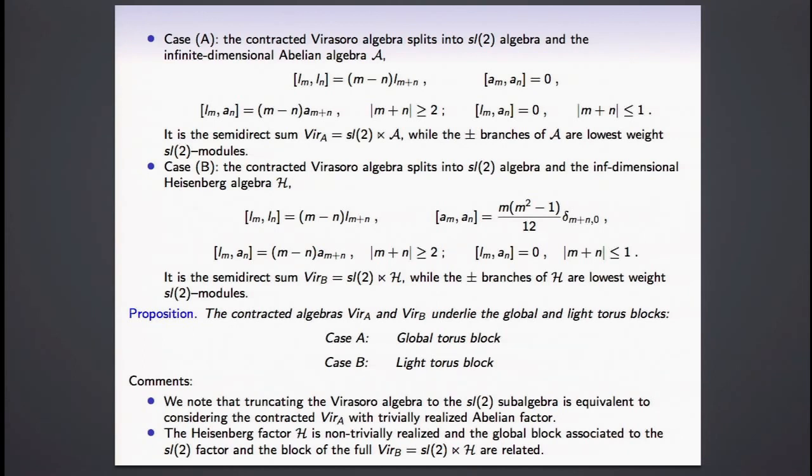Our main proposition is that light and global blocks are just associated blocks which can be calculated using these two contracted algebras. In the first case, we obtain the global torus block, and in the second case, we find the light torus block. In particular, it's clear why the global block is related to singling out the SL2 subalgebra. This is because we consider irreducible representations, and it means precisely that this infinite dimensional abelian factor is trivially realized. It's not the case for the Heisenberg algebra, and calculating the associated block gives rise to that prefactor related to the Euler function.